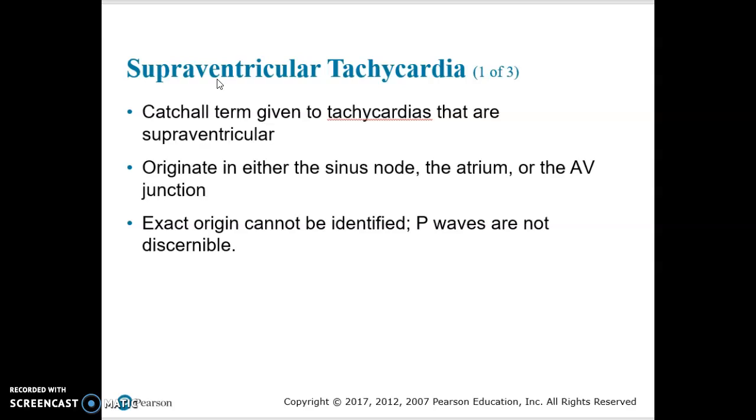Supraventricular tachycardia is a catch-all term given to tachycardias that are supraventricular, meaning above the ventricles. They usually originate in either the sinus node, the atrium, or the AV junction. So this tells you they can originate in either of these pacemakers: in the sinus node, in the atrium, or the AV junction. The exact origin cannot be identified, but P waves here are not discernible, okay?